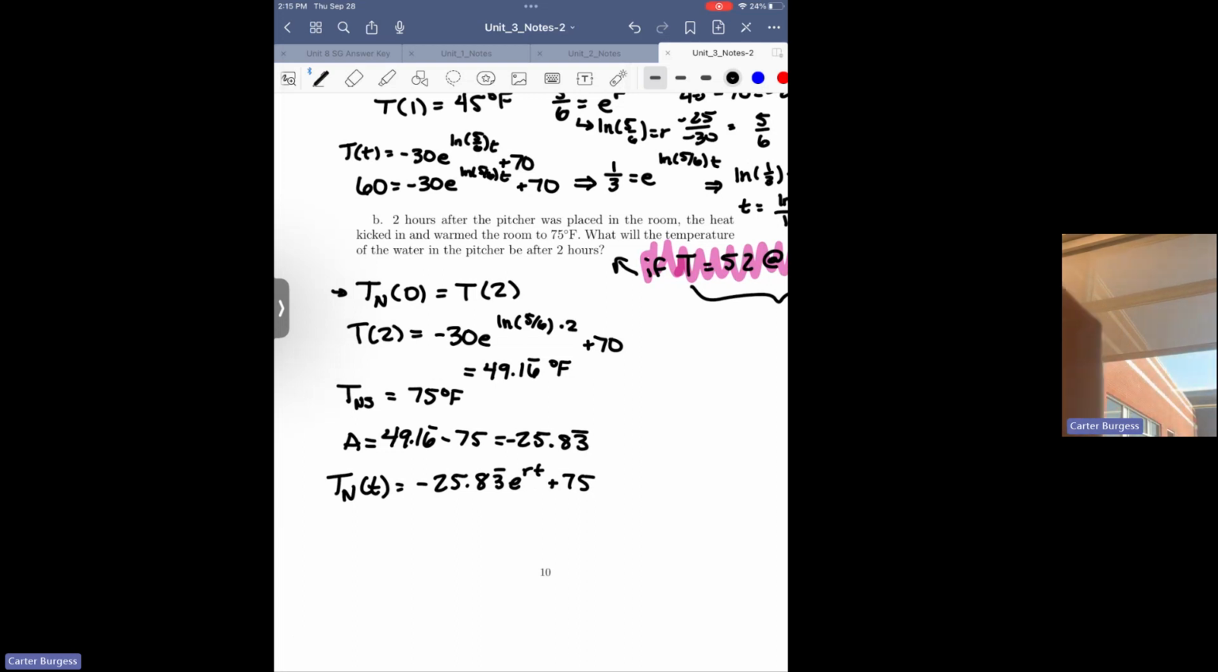So that is the problem. I'm going to give you guys about 10 minutes, find R, and then figure out what the temperature is going to be after an additional 2 hours in this now warmer room.